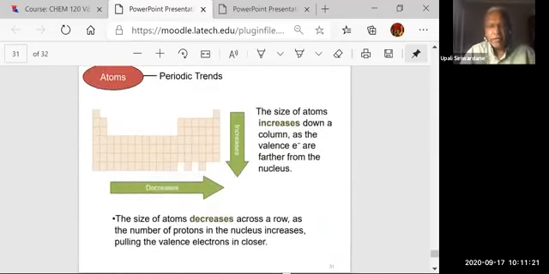Now the last thing we're going to talk about is periodic trends. According to the periodic table arrangement, as you go down a group, atomic size increases. Going across, there is a slight decrease in atomic size.